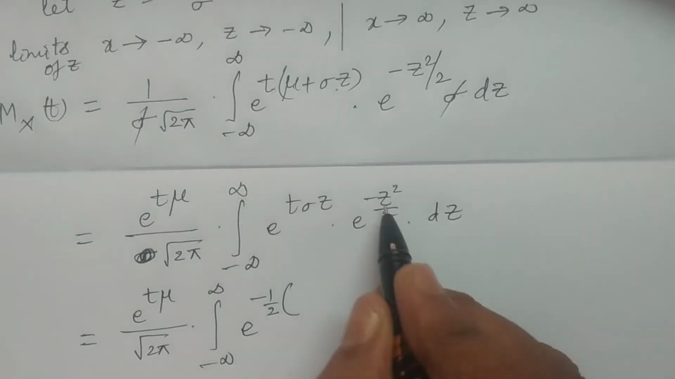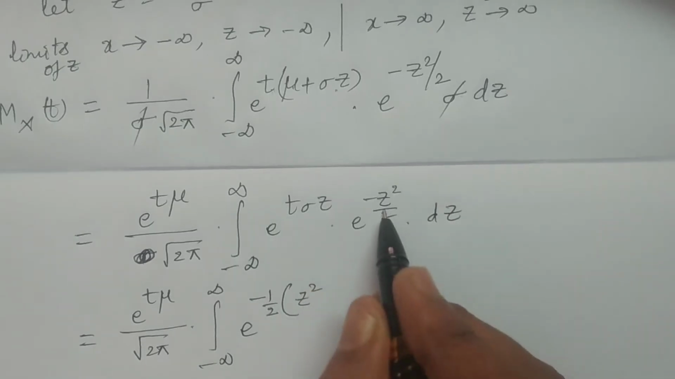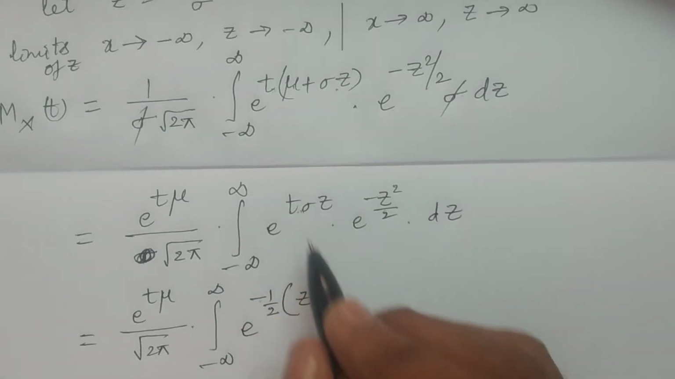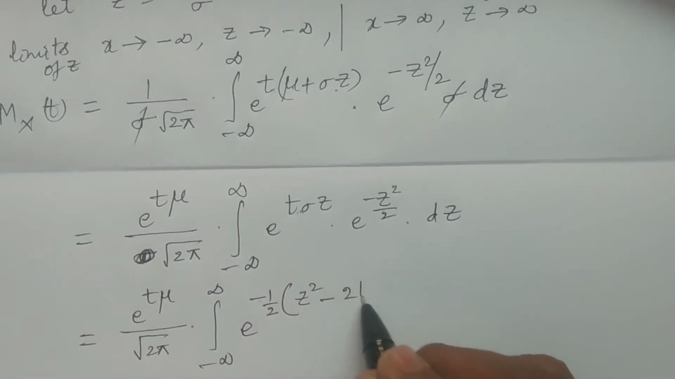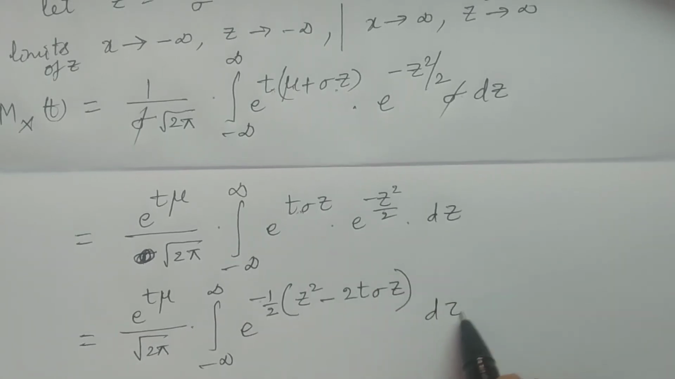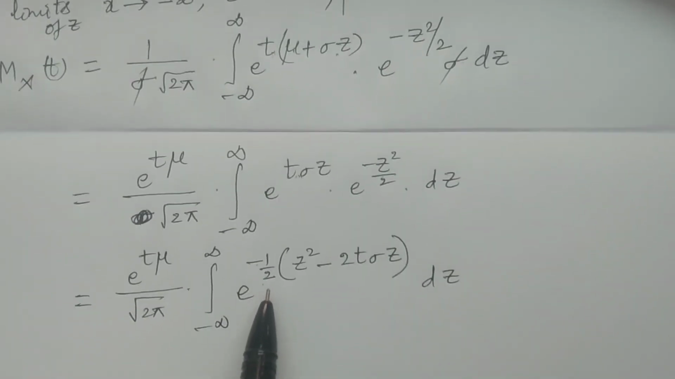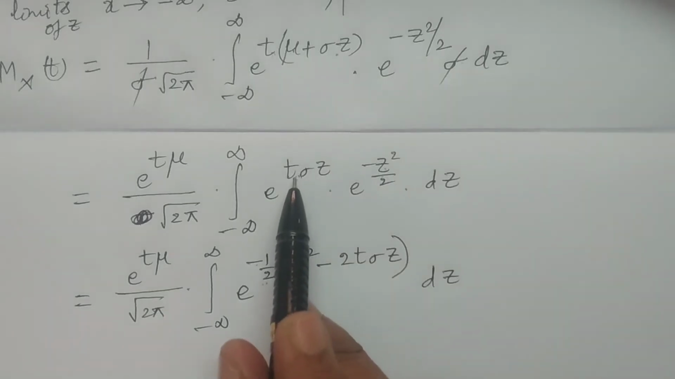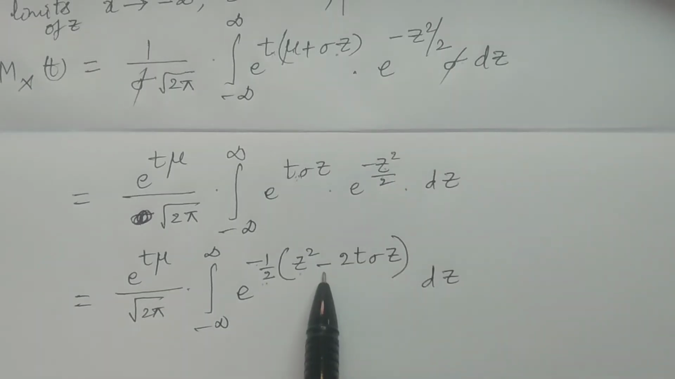Minus 1 by 2 multiplied by z square, here multiply with 2 minus, because it is minus of minus, plus. So this is plus, minus 2t sigma z dz. Do you understand this? This is minus 1 by 2 taken common, and here z square in the power; if you take minus 1 by 2 common, here 2t sigma z with minus, right?